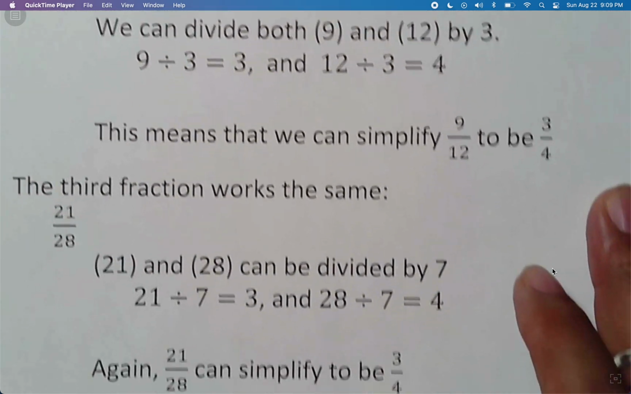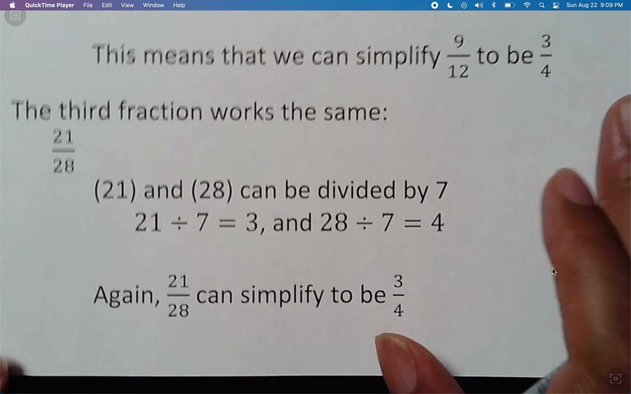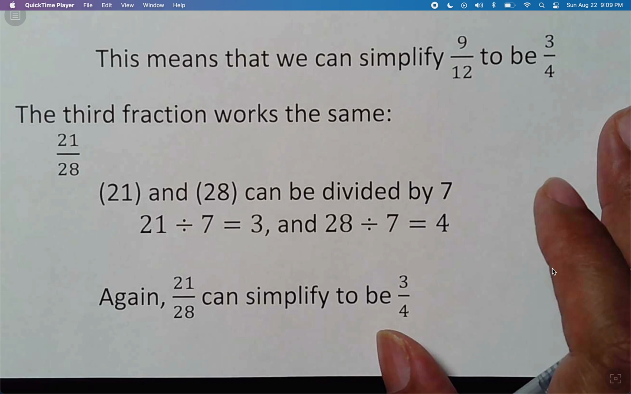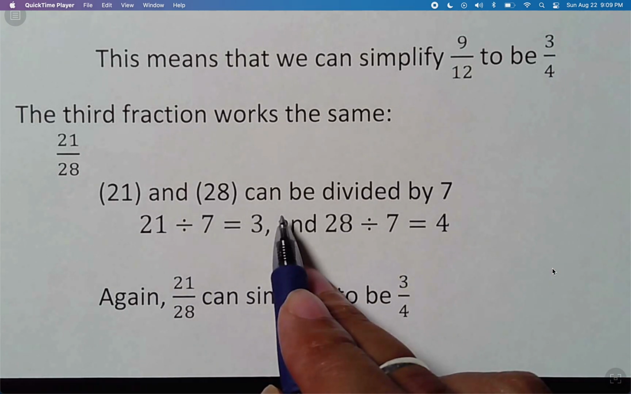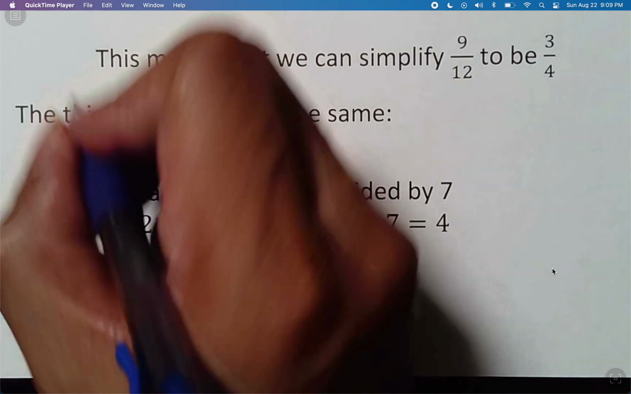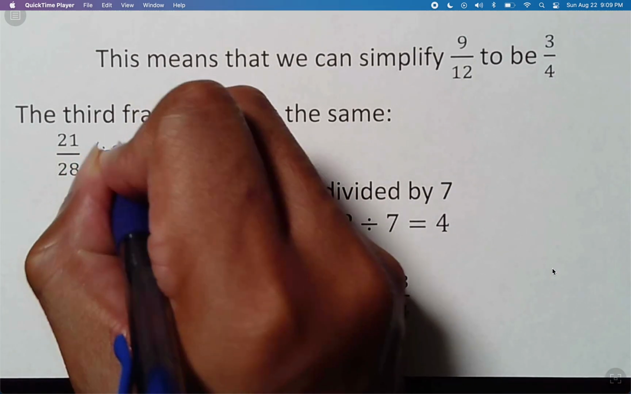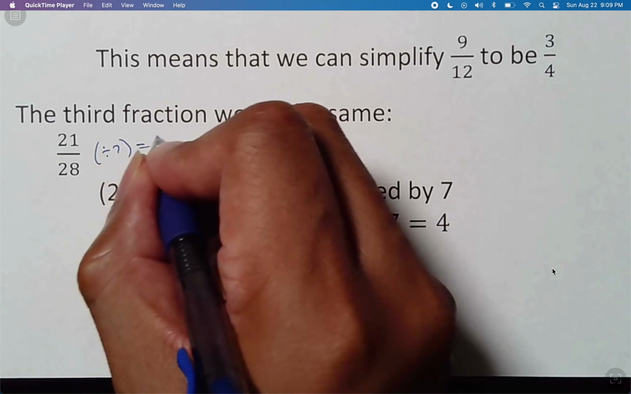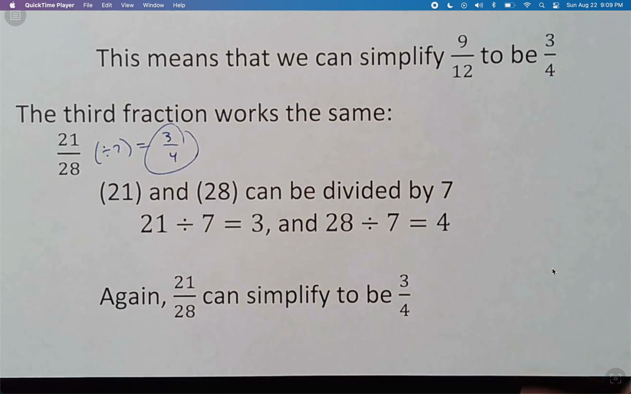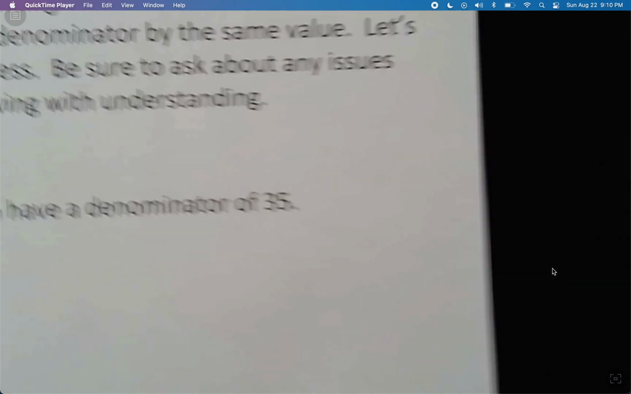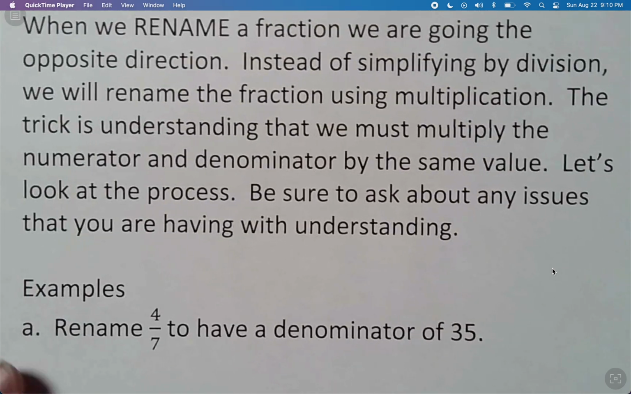Third fraction works the same way. When you learn your math skills, you're going to notice that 21 and 28 can both be divided by 7. 21 divided by 7 is 3. 28 divided by 7 is 4. So again, if I were to divide both of these by 7, 21 divided by 7, 3. 28 divided by 7, 4. It's still 3/4.